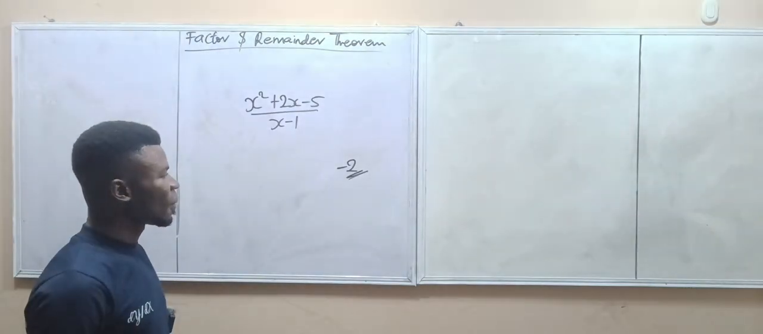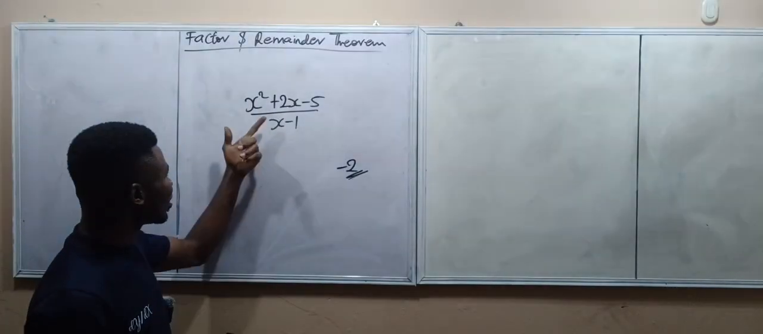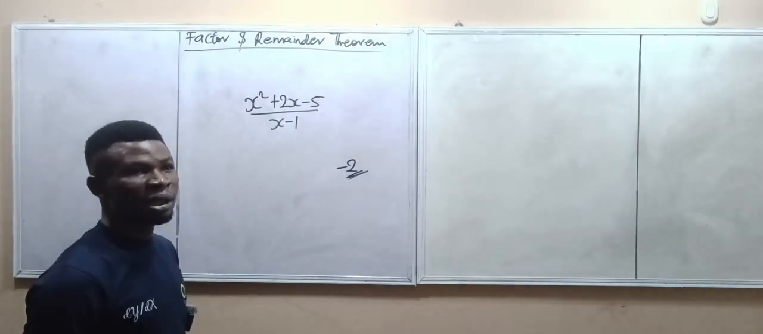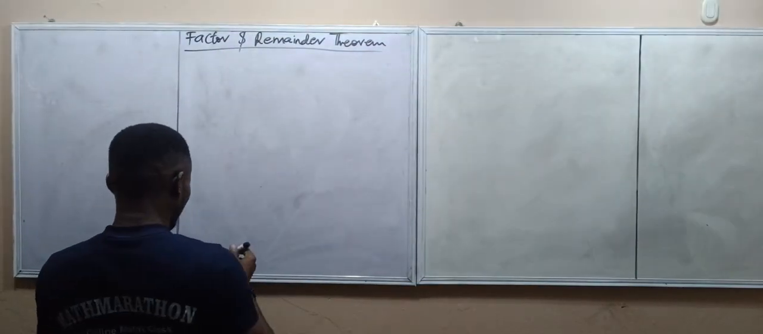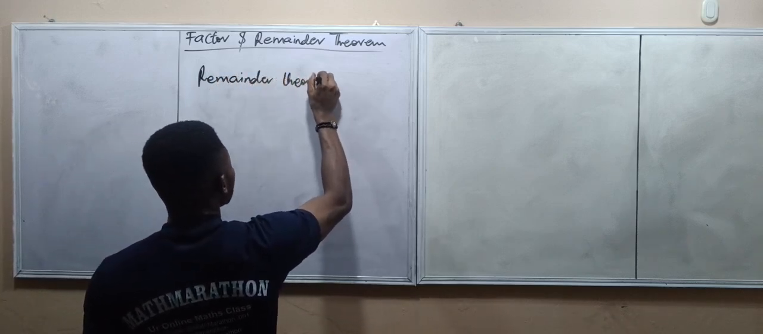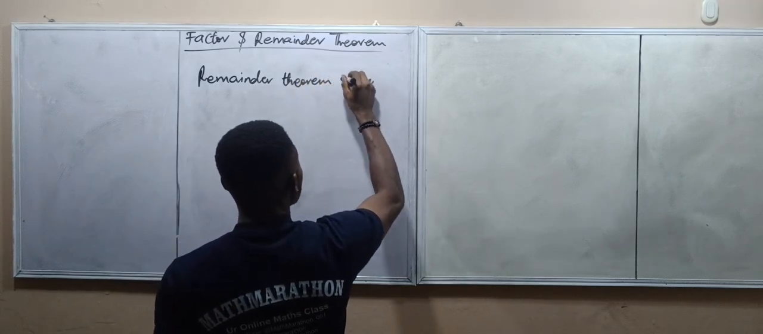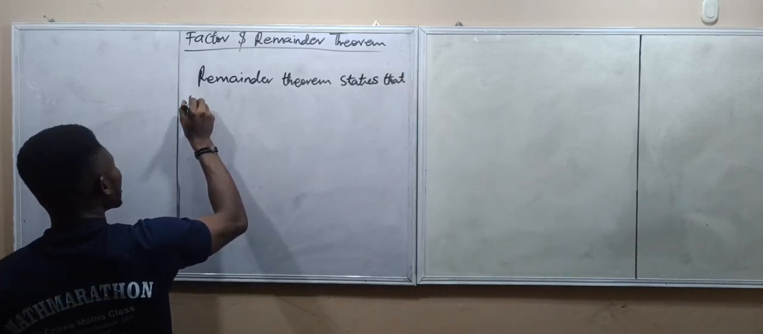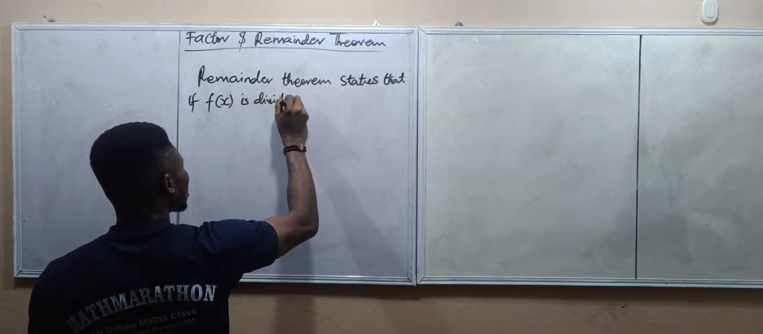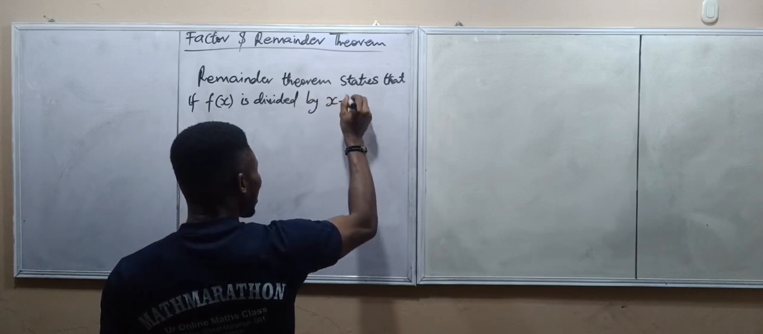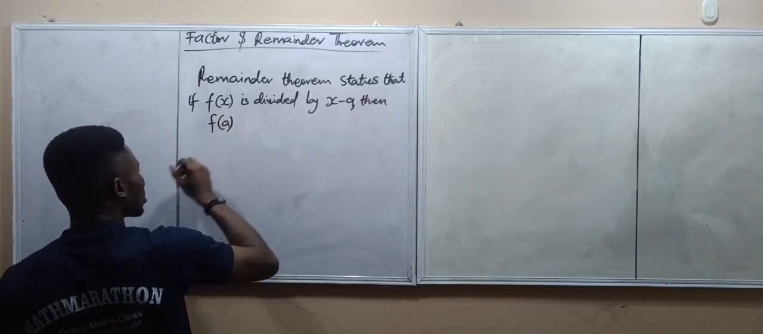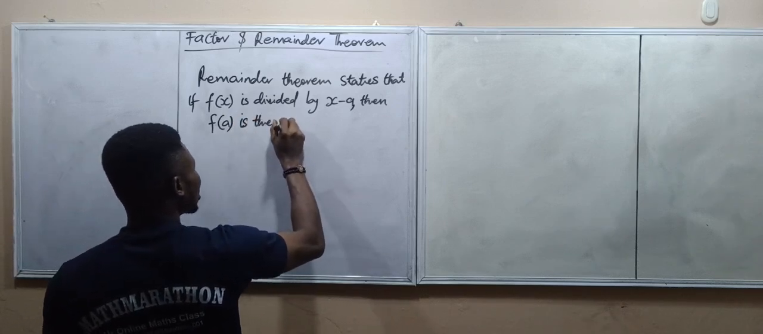Remainder theorem is now saying that in case you are asked to get the remainder of dividing this polynomial with this polynomial, that instead of using the long division method, you use the remainder theorem, which says that remainder theorem states that if function f of x is divided by x minus a, then f of a is the remainder.